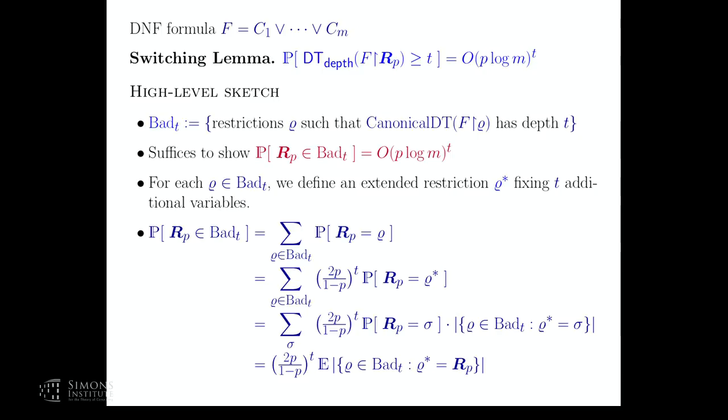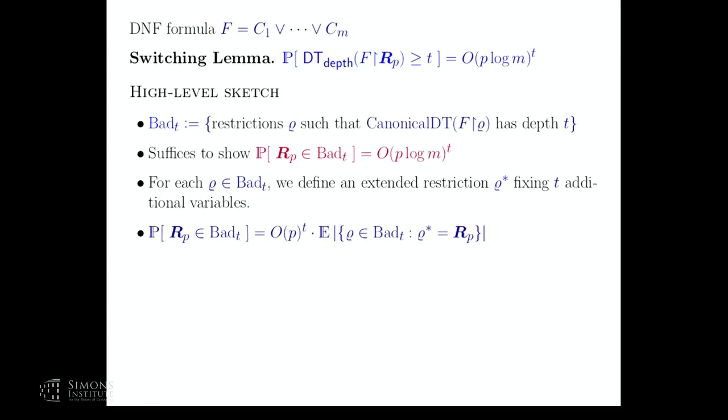These are very straightforward manipulations. But let's just rewrite this here as one line. Without loss of generality, we can assume that our p is at most 1/2. So let's just call this order p to the t. Okay, so here's what we just showed.